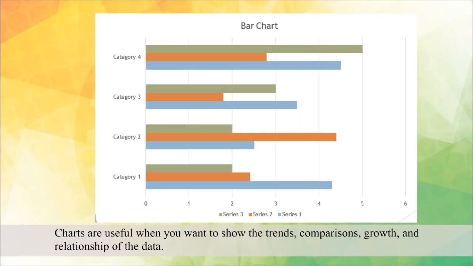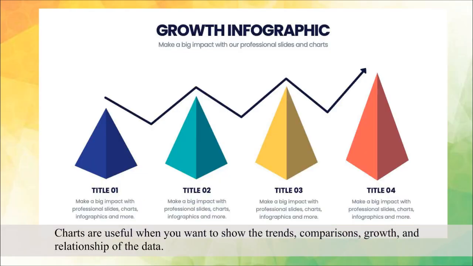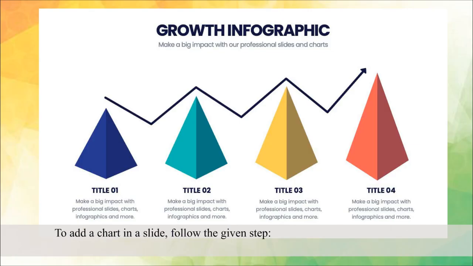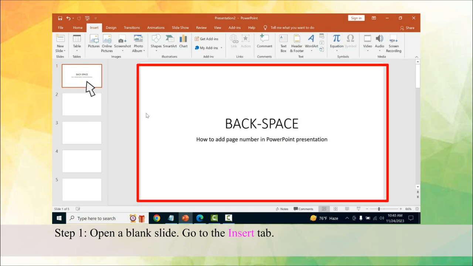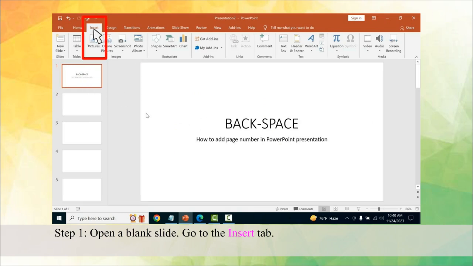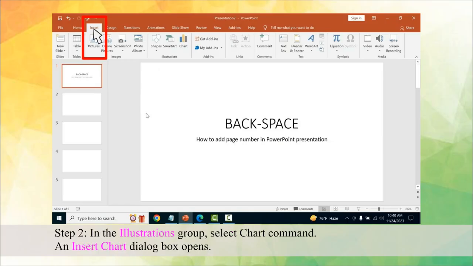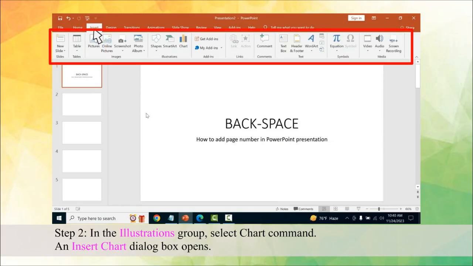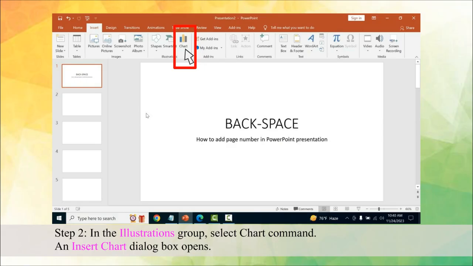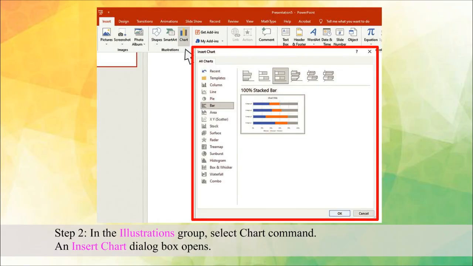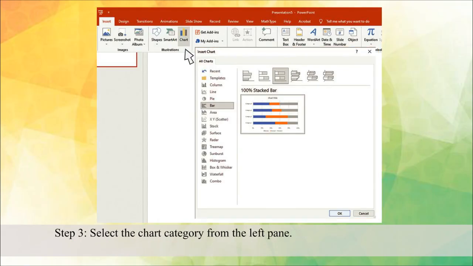Apply a chart. Charts are useful when you want to show the trends, comparisons, growth, and relationship of the data. To add a chart in a slide, follow the given steps. Step 1. Open a blank slide. Go to the Insert tab. Step 2. In the Illustrations group, select Chart command. An Insert Chart dialog box opens. Step 3. Select the chart category from the left pane.